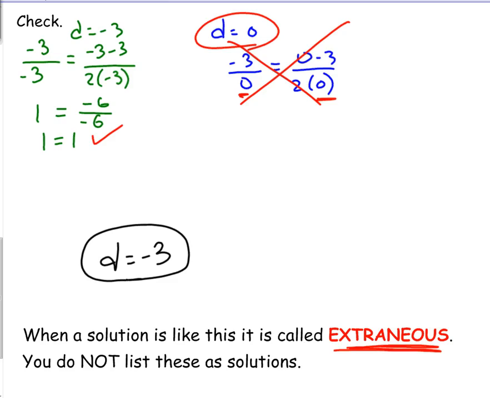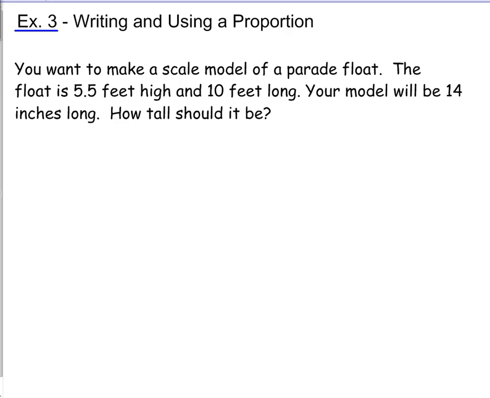Alright, lastly, we want to look at a word problem. So let's take a look at this. You want to make a scale model of a parade float. The float is 5.5 feet high and 10 feet long. Your model will be 14 inches long, so how tall should it be? Well, the first thing we want to do is make sure we have everything with the same units. So let's change the height of the float and the length of the float.